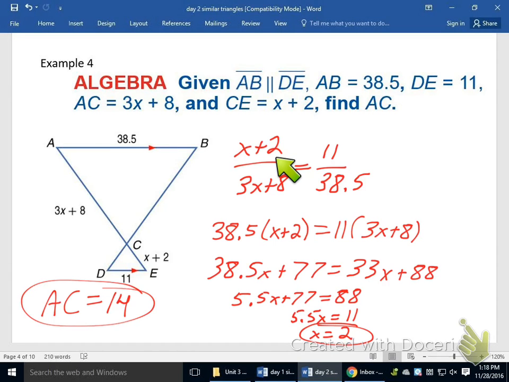Alright, now you can see my setup right here. The x plus 2 will match 3x plus 8, and that will equal 11 over 38.5. Then set this up, distribute it, solve it out, x equals 2, plug that back into 3 times 2 plus 8, and I get a final answer of 14. Hopefully you had no issues there. If you did, if you got questions, let me know what you got.